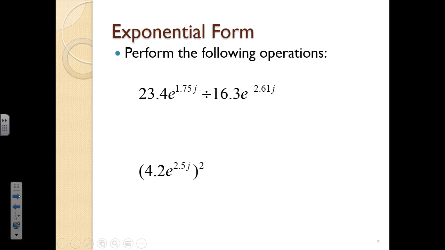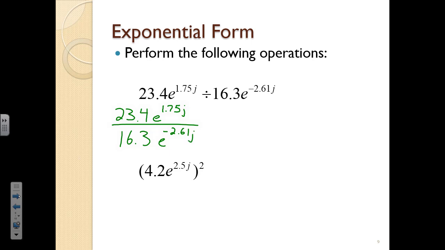What if they're in exponential form? Now certainly we could put these in polar form real easily. We could say that this is 23.4 at an angle of 1.75 radians. And we're going to now divide that by 16.3 at negative 2.61 radians. We could do that based on the work that we just did. But believe it or not, we actually don't have to. We can handle these using properties of exponents. So we could say 23.4 e to the 1.75j over 16.3 e to the negative 2.61j.